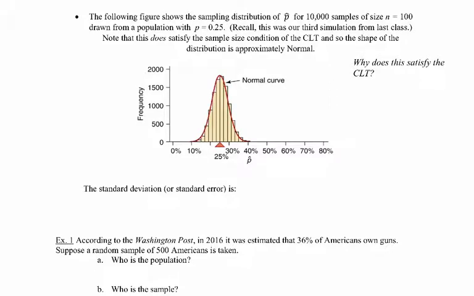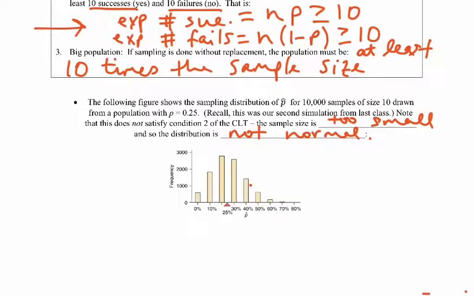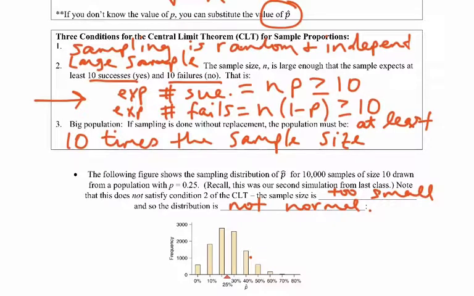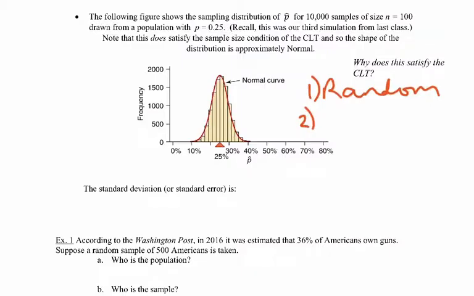Let's just double check. Well, first of all, it was done randomly. It doesn't say that here, but in the previous lesson, we said we were randomly drawing those samples using StatCrunch. The second condition, so let me go back one page here. The second condition said that you need to have at least 10 successes and 10 failures. The sample size has to be large enough for 10 successes and 10 failures. And so what was the expected number of successes?